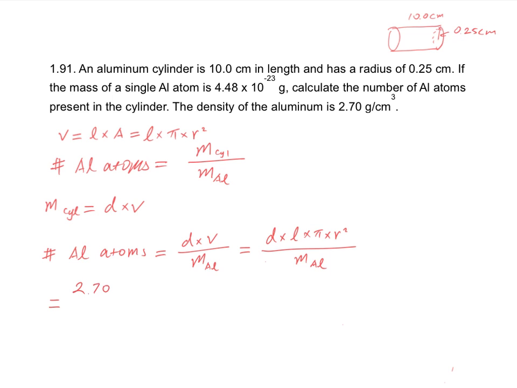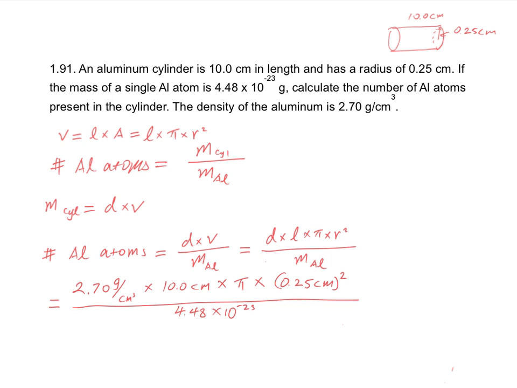along with the units. Density, 2.70 grams per cubic centimeter, times length 10.0 centimeters, times pi, times 0.25 centimeter, and this is the radius squared. Divide all of this by the mass of a single aluminum atom.